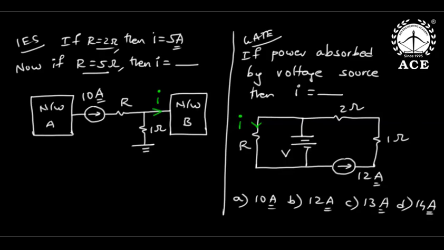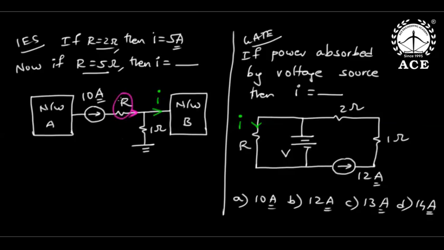Yes, everybody. See, these are basic questions. Now, if R is 2, I is 5. He said if this R is 2, I is 5. Now if R is 5, I is how much? See, actually this resistance is redundant. Why? Because whatever may be the element here, any element in series with current, the current is always constant.